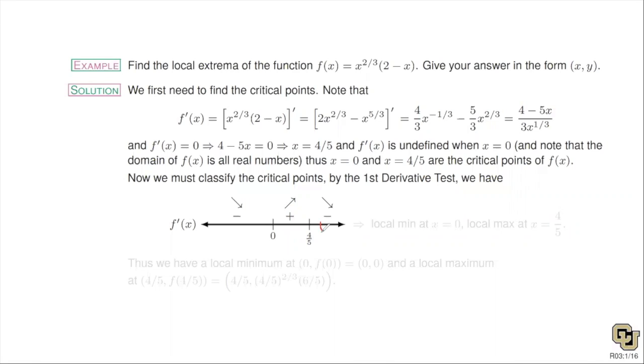And then finally here to the right of 4/5, I just plugged in 1. You plug in 1, you get the function's negative. And so now we can clearly see the increasing, decreasing behavior. At 0, it decreases and then increases, so I have a local min at 0. And then at 4/5, it increases and then decreases, so I have a local max at 4/5.